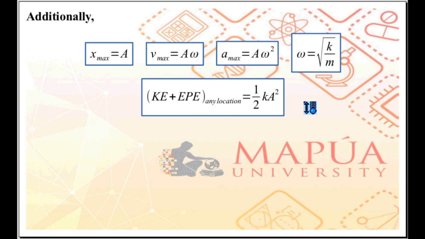And that's it for now. That's it for our discussion on periodic motion. In the next video, we'll continue our discussion on vibratory motion. In the next video, we'll take a look at a few examples.